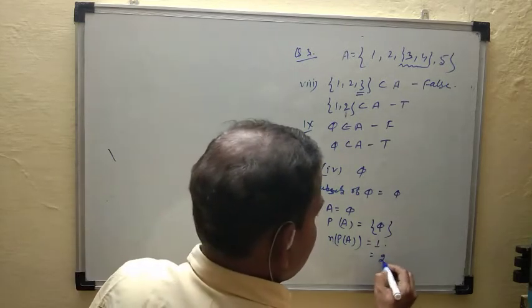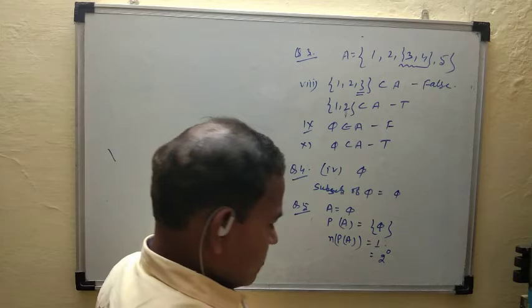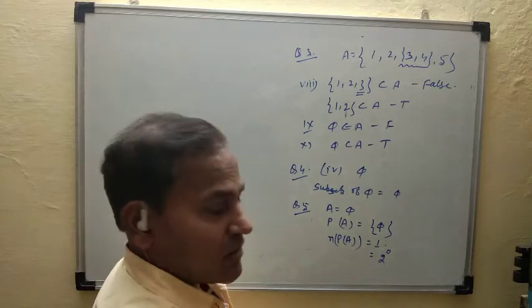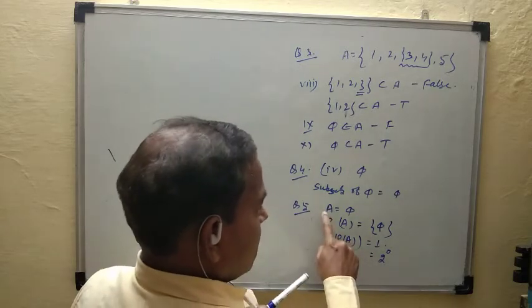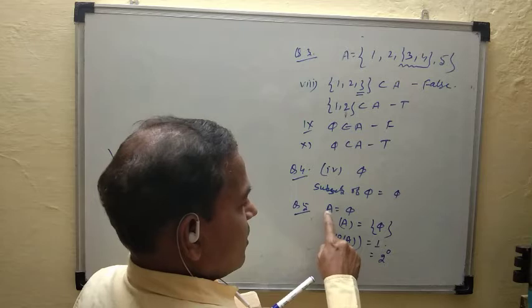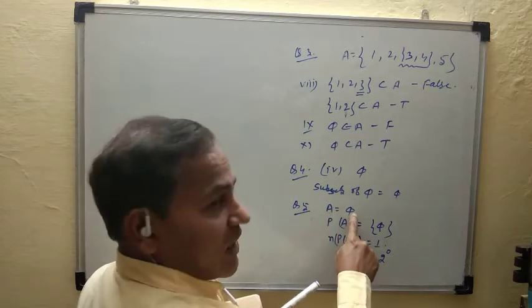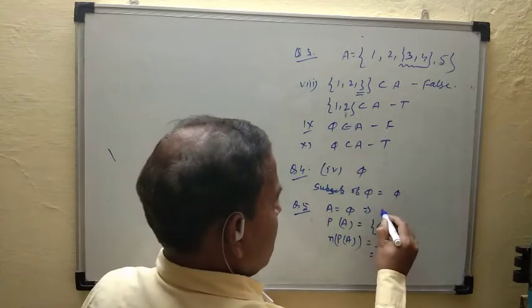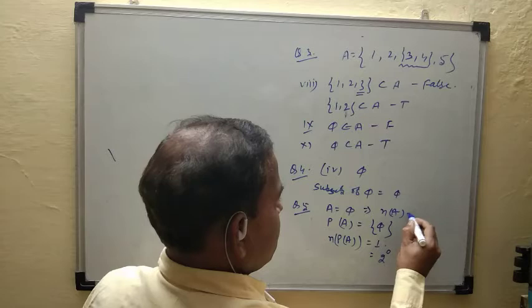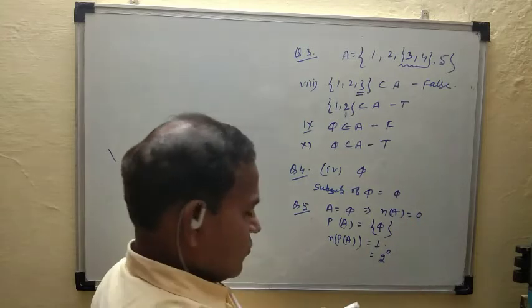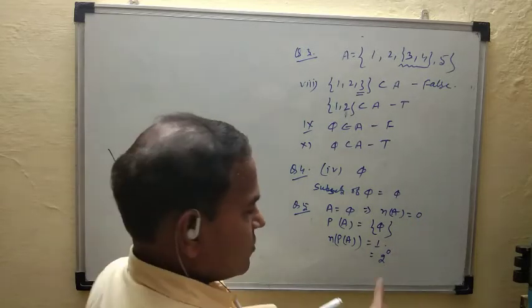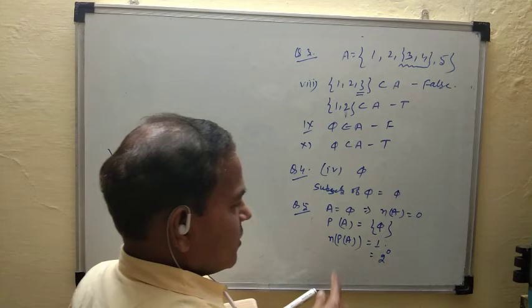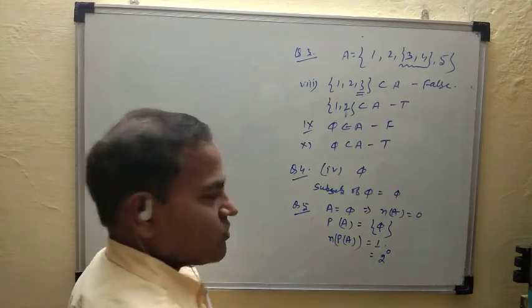This can be written as 2 to the power 0. 2 to the power 0 is equal to 1, and 0 is the number of elements of set A. Since A is equal to phi, the number of elements of A is 0, having no element. So this can be written as 2 to the power 0 also. So the number of elements of P(A) is equal to 1.